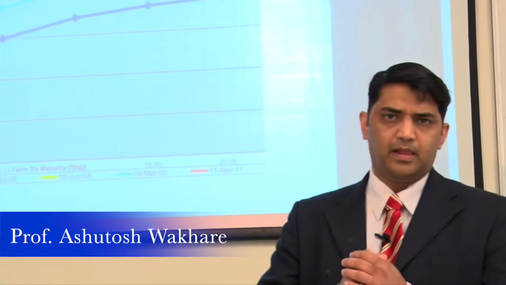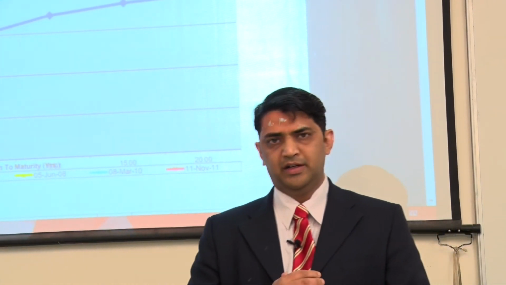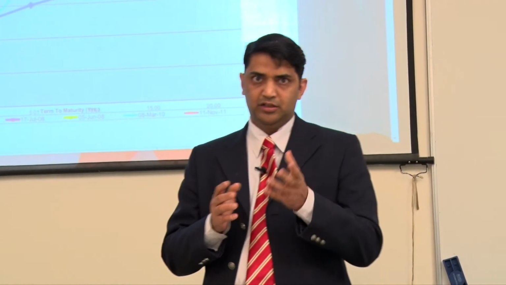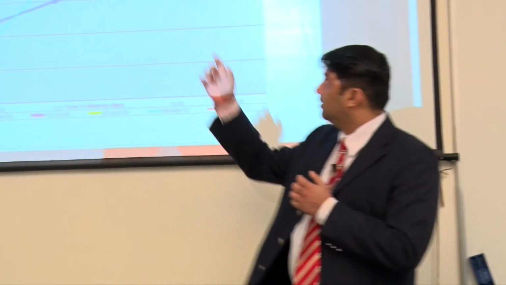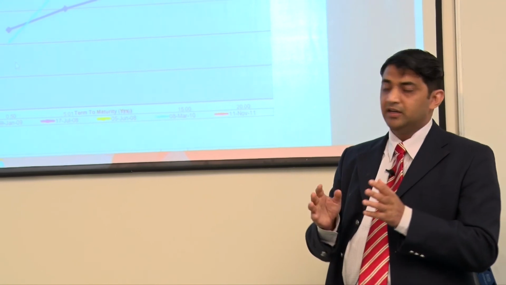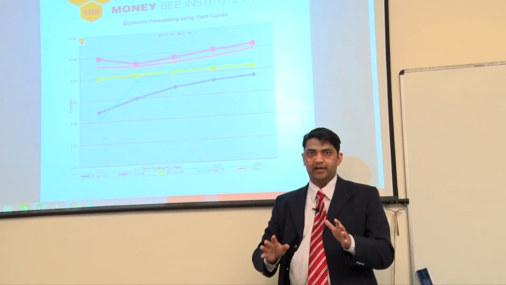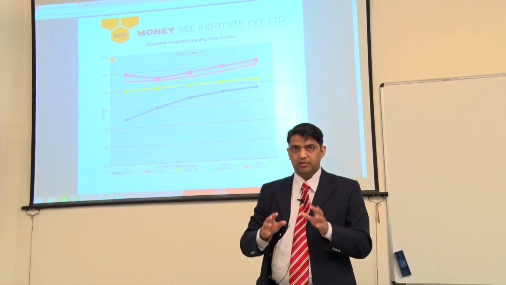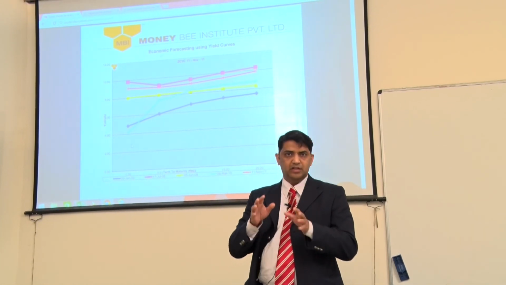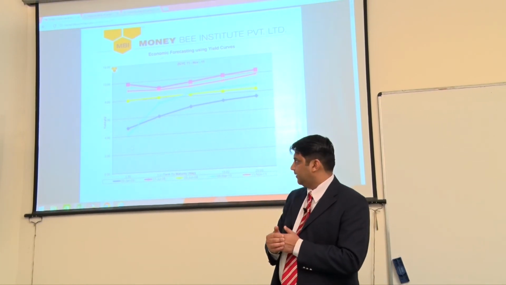Hello everyone. This is IFM and the topic we are doing today is yield curves. What are yield curves, how bond yields move, and what sort of economic forecasting can be done by using the bond yields. Now the data which we have taken is ZCYC, zero coupon yield curve. This is all pretty old data. We are using it for academic purposes, but the logic remains the same irrespective of the time.